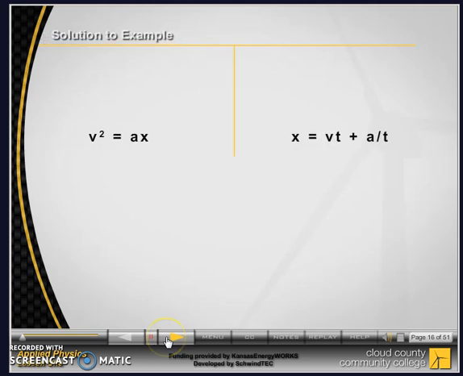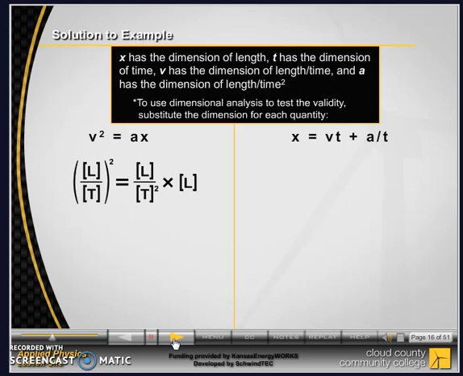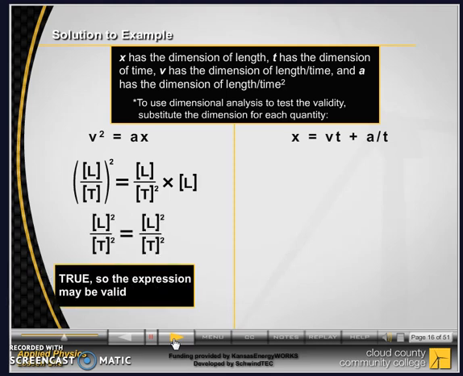Here's the solution to our example. To use dimensional analysis to test the validity, substitute the dimensions for each quantity. Notice for the left side, v squared equals a times x. A velocity is a length divided by time. An acceleration is a length divided by time squared. And x is a position or the dimension length. If you do the appropriate calculations and unit conversions, you can see that the expression may be valid.